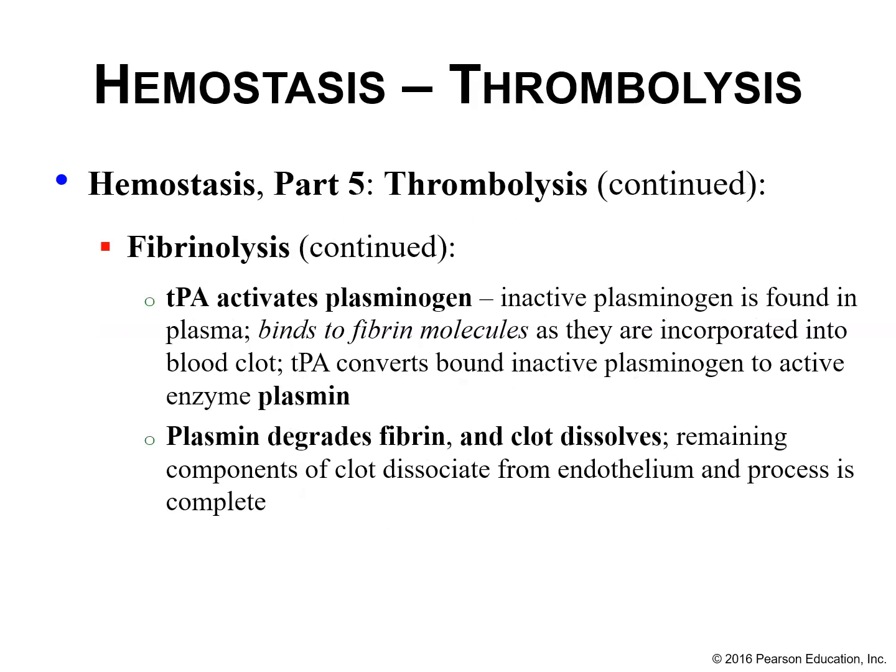TPA activates plasminogen, the inactive form found in your plasma. It binds to fibrin molecules as they become incorporated into the blood clot. TPA then converts the bound inactive plasminogen to the active enzyme plasmin, and plasmin in turn degrades fibrin and the clot dissolves. The remaining components of the clot then dissociate from the endothelium, and you finish your process of coagulation, and your hemostasis is ended.